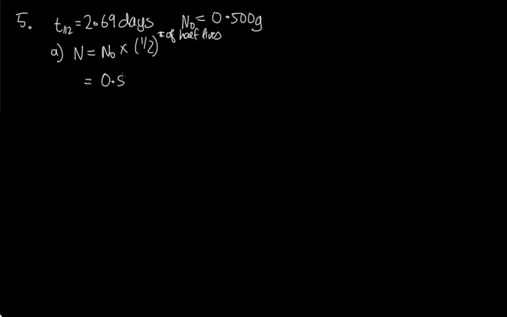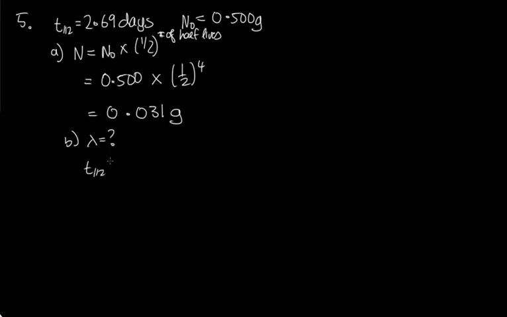As each half-life, half of it disappears. So we've got 0.500 grams times a half, and then it's 4 half-lives, so this half is to the power of 4. And so solving that one on the calculator, we end up with this is equal to 0.031 grams. Now, part B asks us, what is the decay constant lambda equal to for this reaction?